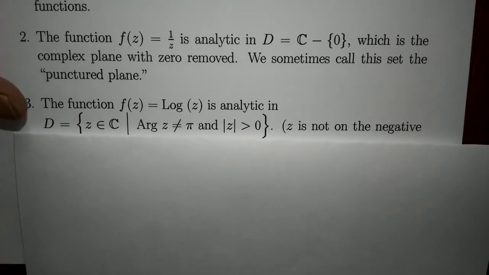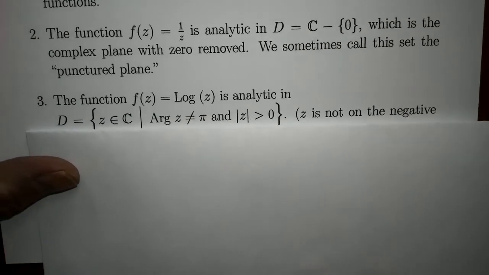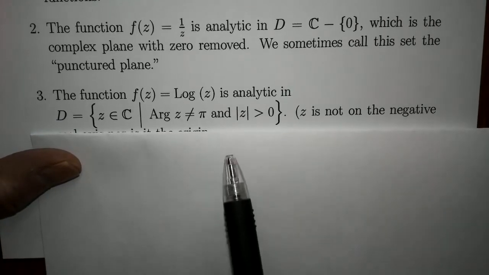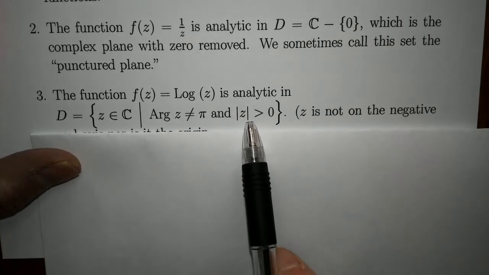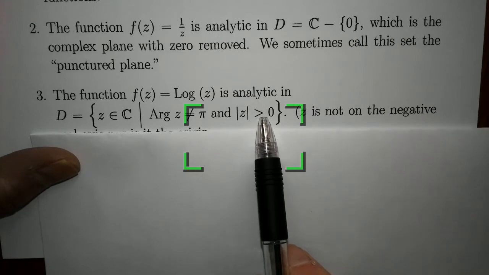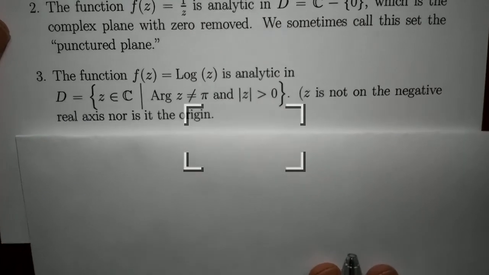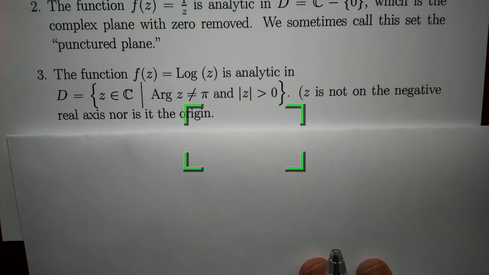The function log of z is analytic in the set of numbers whose arguments are non-zero and whose moduli are greater than 0. z is not on the real axis, nor is it at the origin. So again, that's the branch cut.